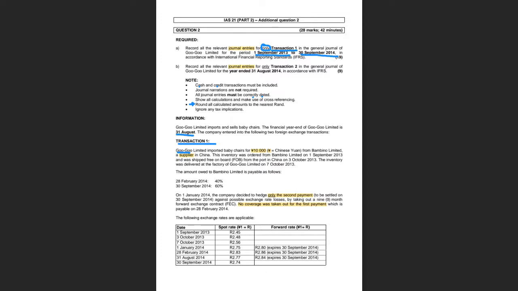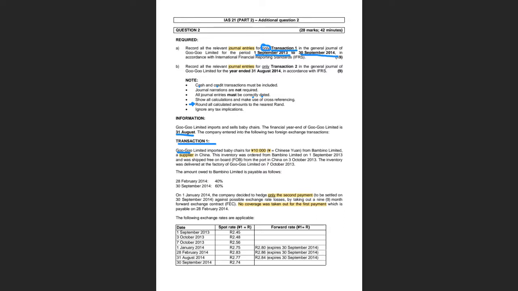This inventory was ordered from Bambino Limited on 1 September 2013, right? And was shipped free on board from the port in China on 3 October 2013. Okay, the inventory was delivered at the factory of Google Limited on 7th October 2013.